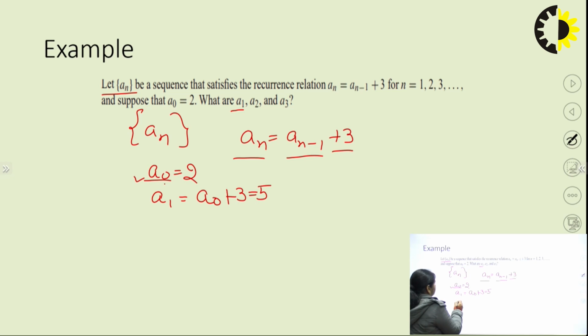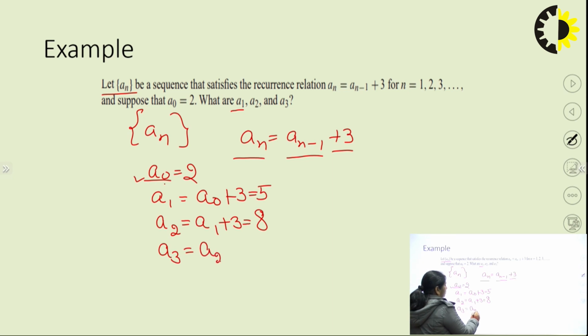Now if I consider the second one, a2, it is the sum of its just previous term plus 3. So what is my previous term? That is a1 plus 3. So what am I getting here? That is 8. Now what is a3? a3 is 3 plus the previous term. What was the previous term? That is a2. a2 plus 3, that is 11. So we are getting the nth term from the n minus 1th term.